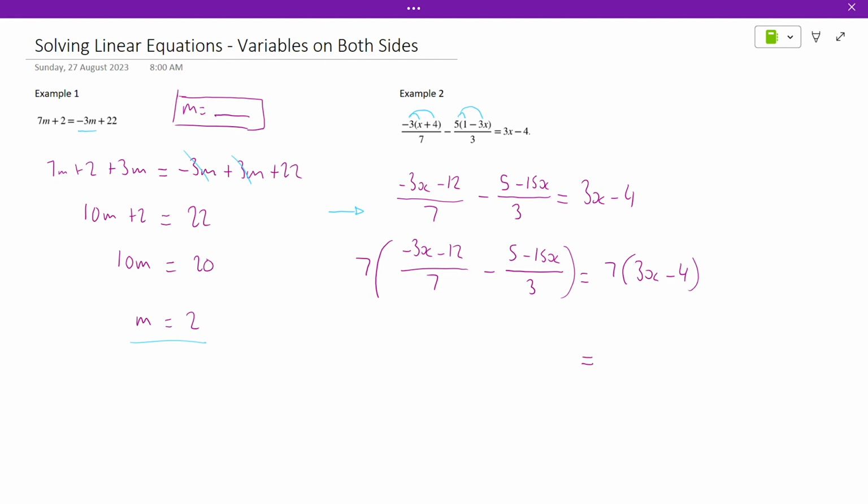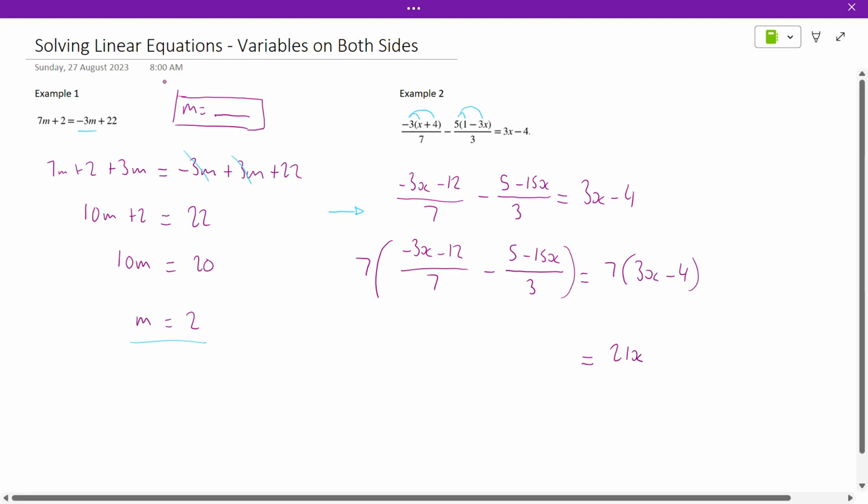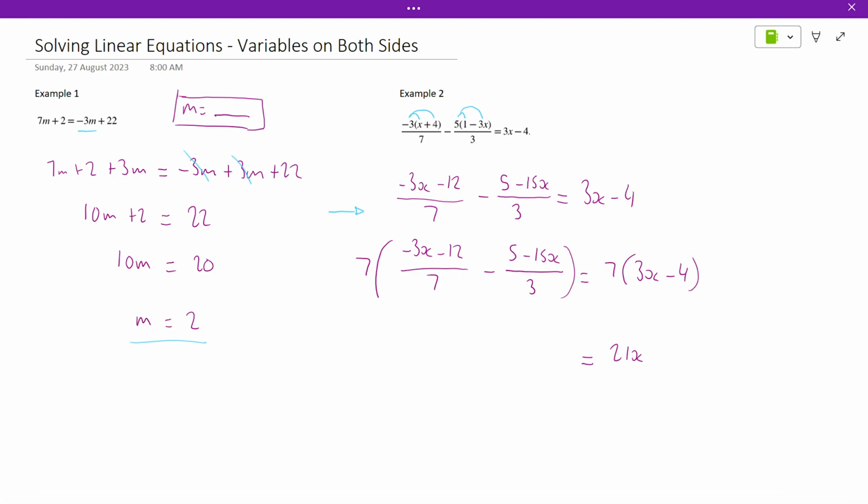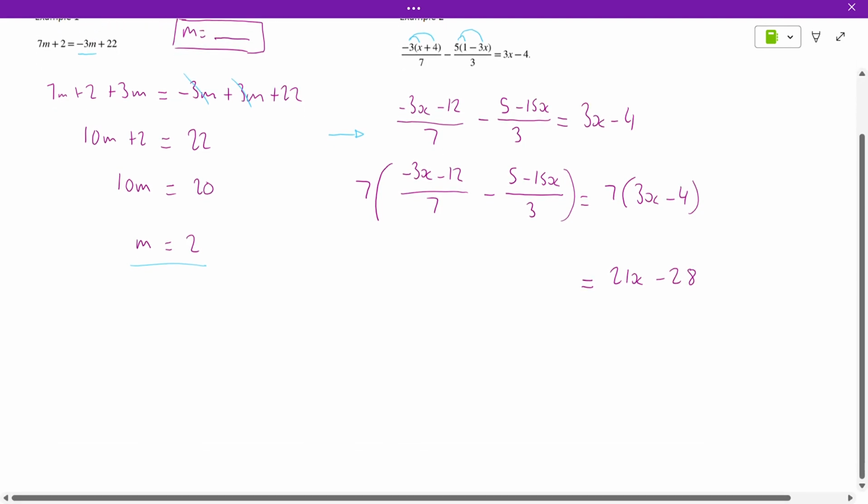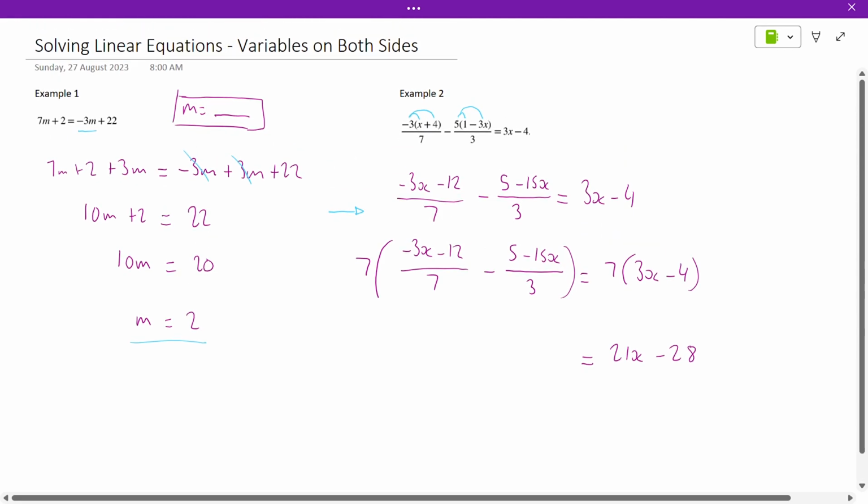Okay, first step, let's just simplify the right-hand side. So 7 times 3x is 21x. 7 times negative 4 is negative 28. So I'm going to have negative 28. Now let's look at the left-hand side.